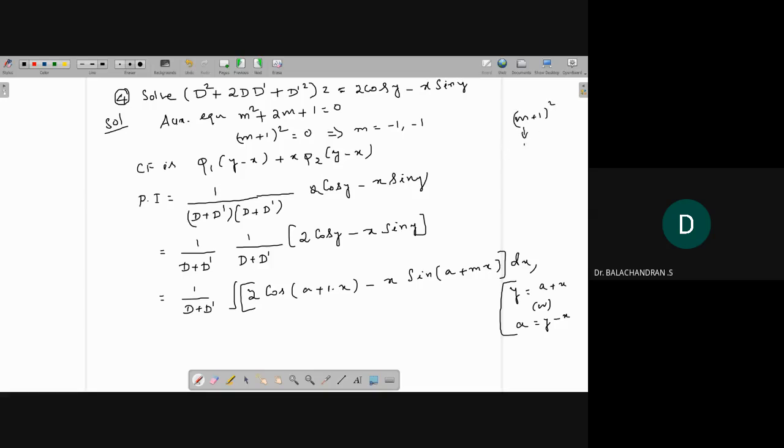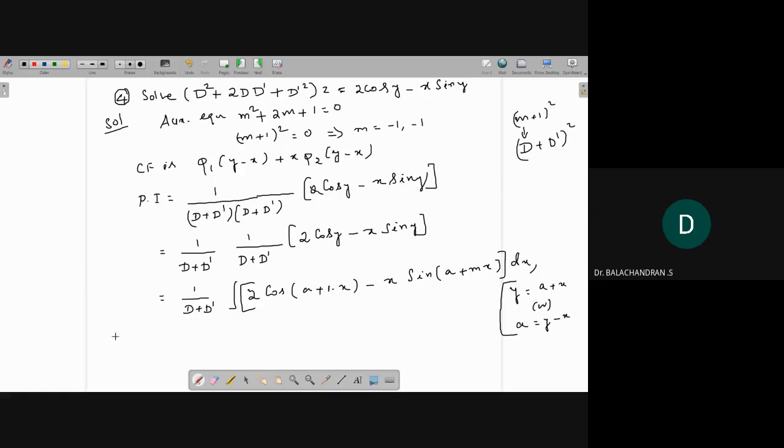Instead of D, you can replace m by D plus 1 by D dash. So (D plus D dash) whole square, that is nothing but (D plus D dash) into (D plus D dash). Now, what is the right-hand side function? On the right-hand side you have 2 cos y minus x sin y.